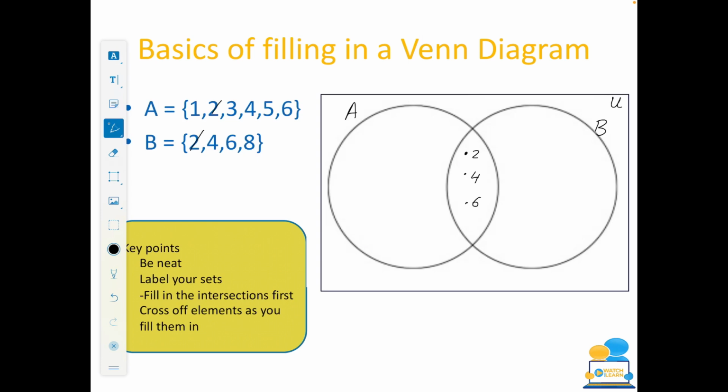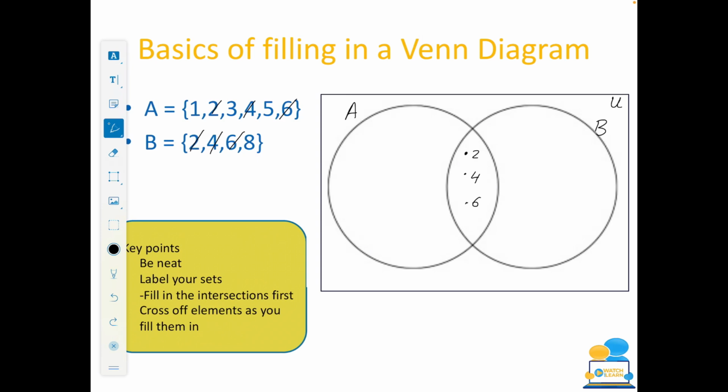Okay, and we're going to cross them off as we go along. So 2, 4, and 6, we fill those into our Venn diagram. Just be careful as well. Just because they're written twice over here, you don't write them twice in the Venn diagram. Every element is only put into the Venn diagram once.